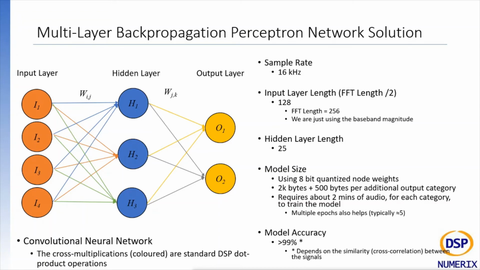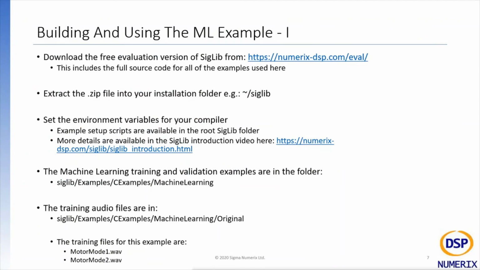Okay, so that's a high-level overview of the neural network. Now let's go and have a look at the process for downloading, building and using the example. The software can be downloaded from the Sigma Numerix website. The URL is shown here, and this includes the full source code for all of the examples shown here.